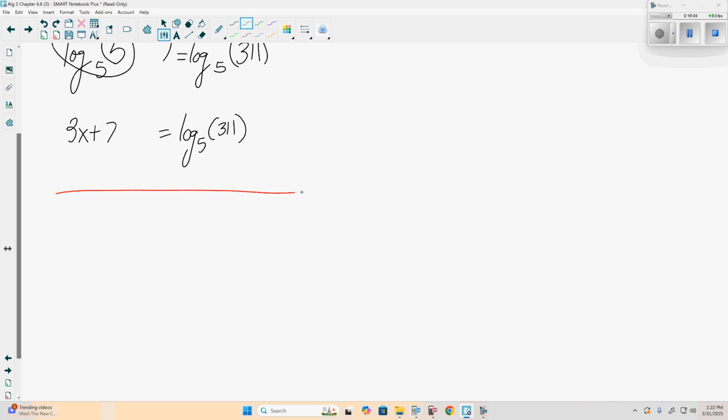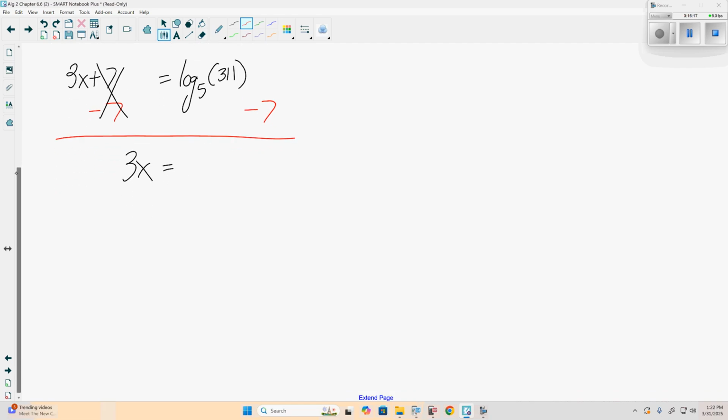Now we need to solve for x. What can we do first? Minus 7. Leaving us with 3x on the left-hand side, because our 7 minus 7 is 0.